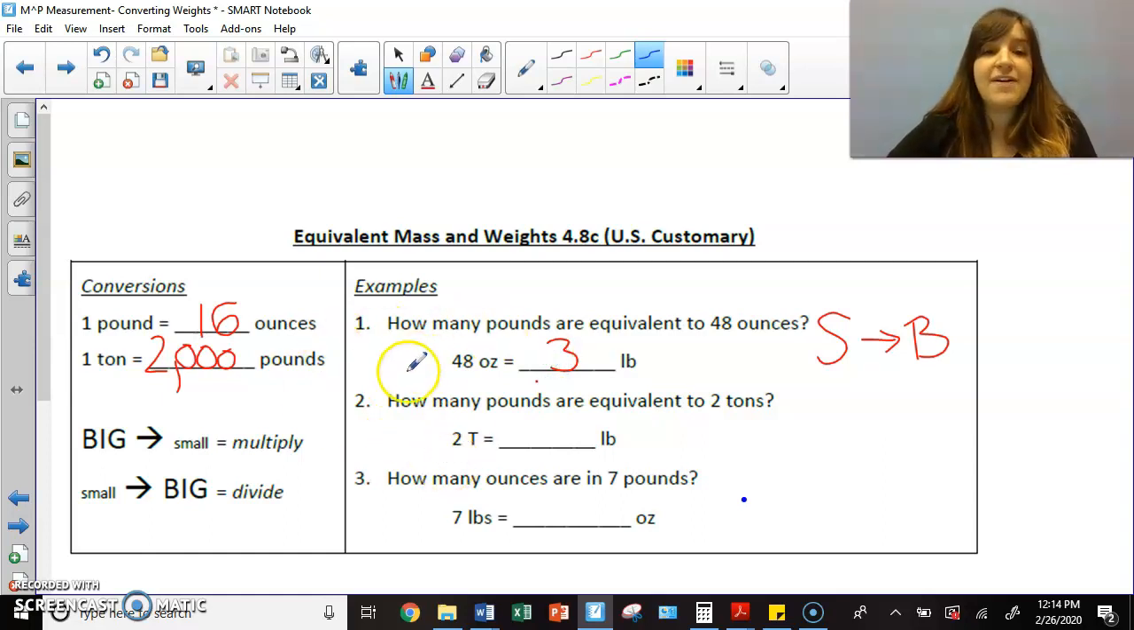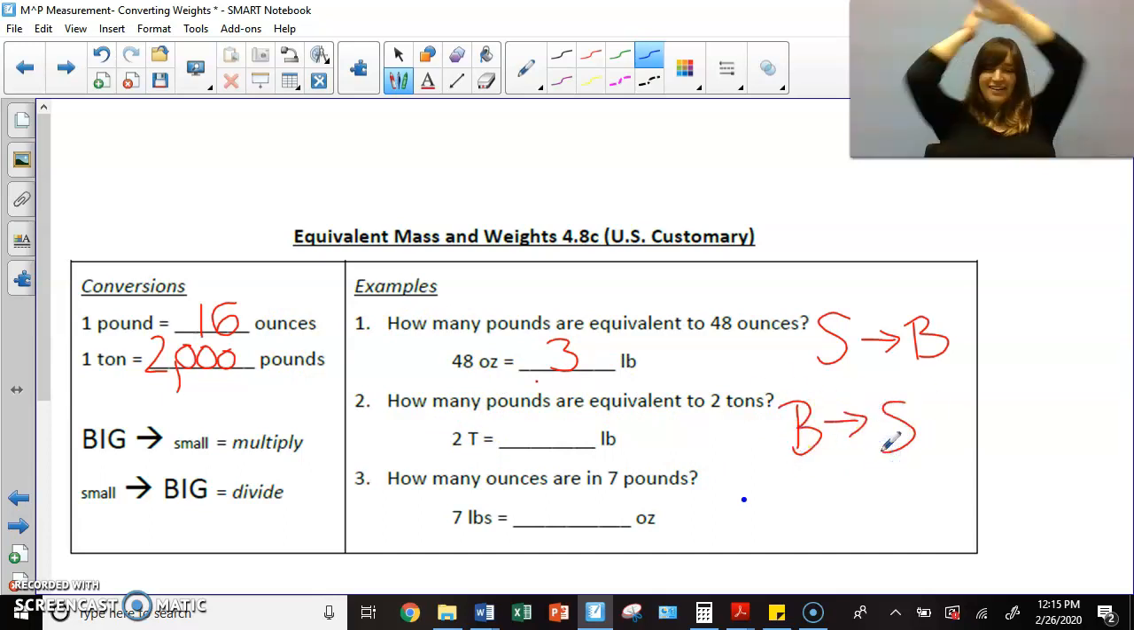Now if I'm finding out how many pounds are equivalent to 2 tons, I know there's 2 tons, I don't know how many pounds. Well, tons are bigger than pounds, and yes, LB is the abbreviation for pounds. It's so weird because it doesn't have the letter P in it, but yes, LB does stand for pounds. So the capital T is for tons. Sorry, I just wanted to throw that in there. So there are 2 tons, and I know tons are bigger than pounds, so I'm going from a bigger unit to a smaller unit.